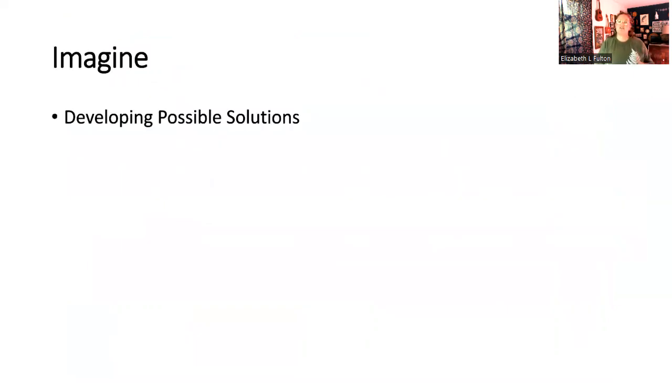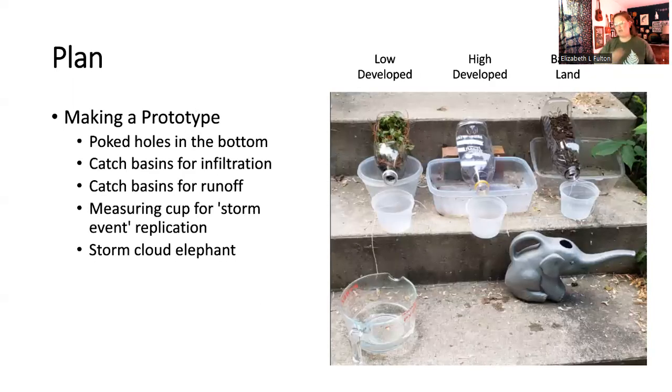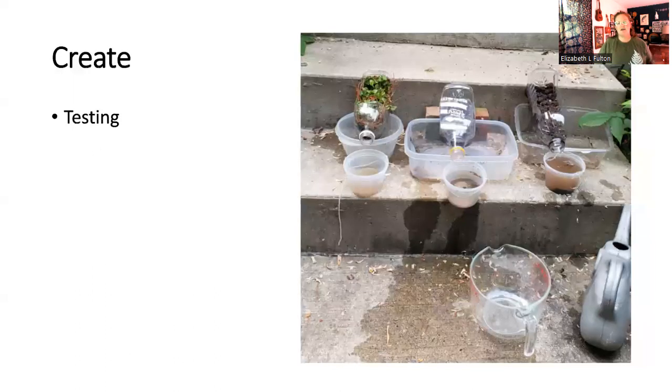I moved on to the imagine stage where I looked around my house at the different tools and different materials that I had on hand, and I developed this prototype. So I had my 3 different land covers: low developed, high developed, and barren land. To be able to measure infiltration, I poked holes on the bottom. I got a catch basin for infiltration and runoff. I got a big measuring cup so I could replicate my storm event more accurately, and my cute little storm cloud elephant.